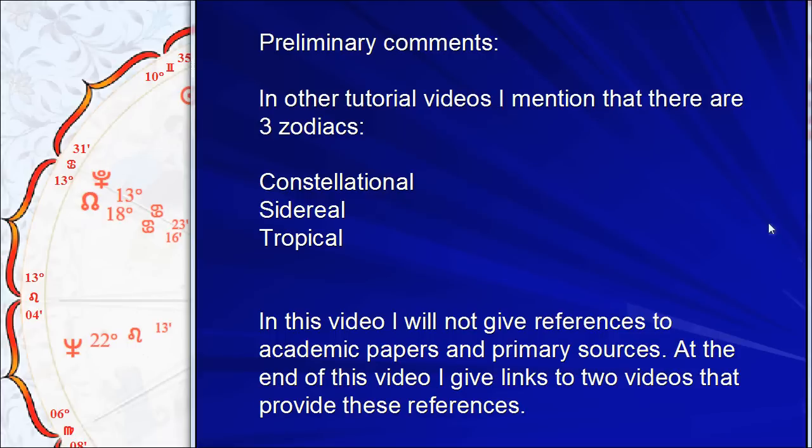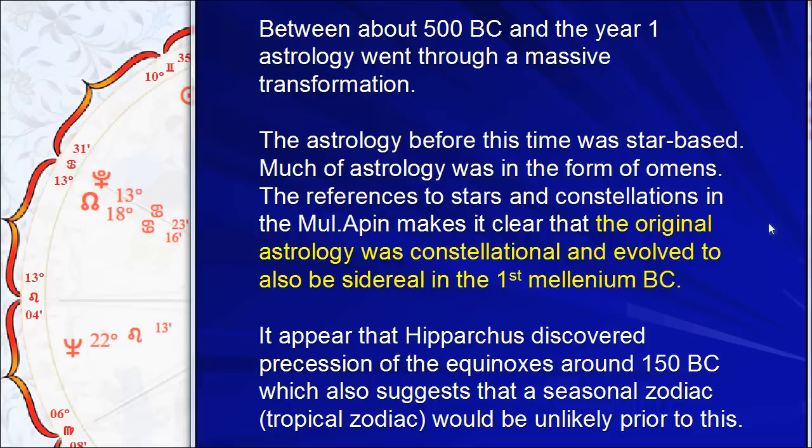And then there's the tropical zodiac, which is based on the solstices and equinoxes, which, in other words, is also based on the seasons and is not even close to being related to the constellations. Okay, so as I mentioned here at the bottom, I'm not going to give references to academic papers and primary sources in this video. The links to the videos that I give at the end of this tutorial video do mention that. So I'm just going to give you the information without backing it up with the references, because I do that in the other tutorial videos.